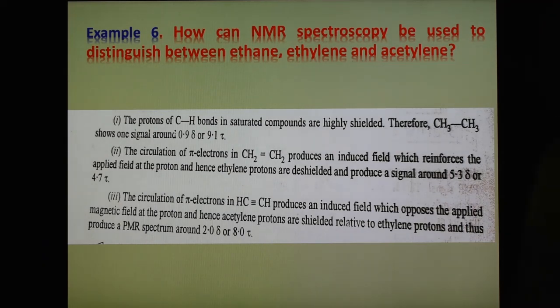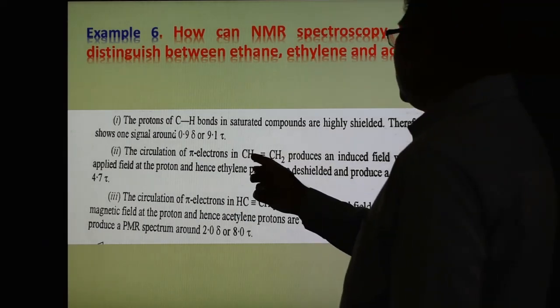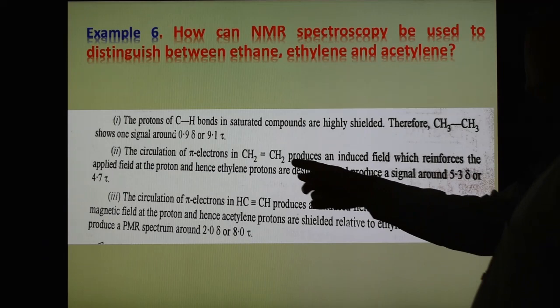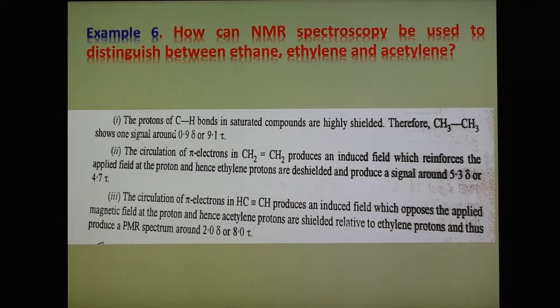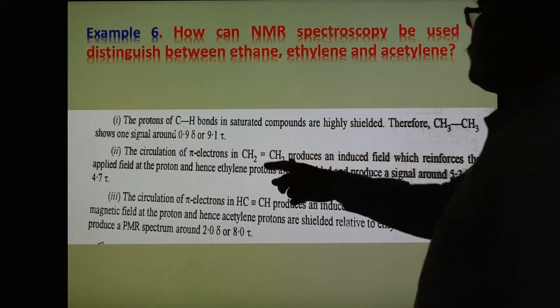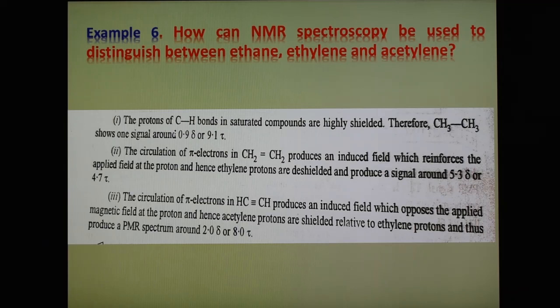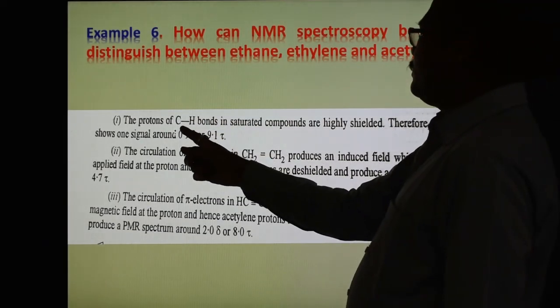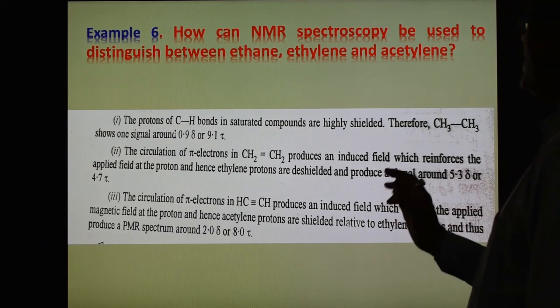And now what about ethylene? The circulation of pi electrons in ethylene produces an induced field which reinforces the applied field at the proton, and therefore ethylene protons are deshielded and produce a signal around 5.3 delta. Because here there is one sigma and one pi bond, there is a circulation of pi electrons. Therefore the protons of ethylene get deshielded, and the signal is observed downfield at 5.3 delta. Here the signal is at 0.9 delta as compared to TMS.